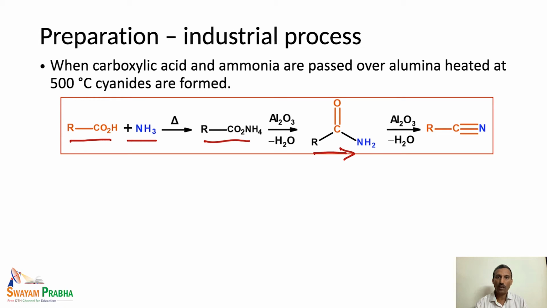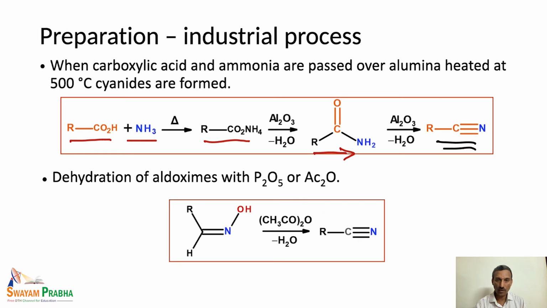Carboxamides are a little bit expensive, but they are produced in the same process, and the formed carboxamide is again passed over alumina, which loses a water molecule to give the nitrile as our final product. Dehydration of aldoximes using P2O5 or acetic anhydride also gives nitrile as our final product. So the oxime is given here, and this undergoes dehydration.